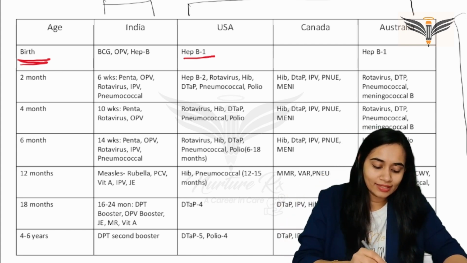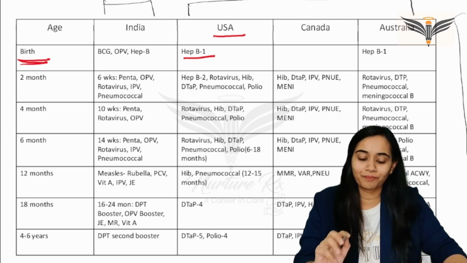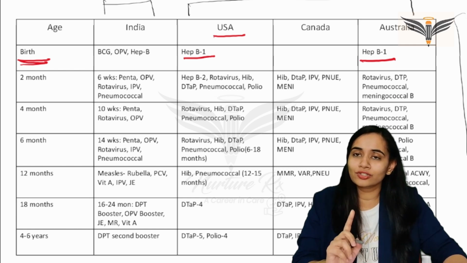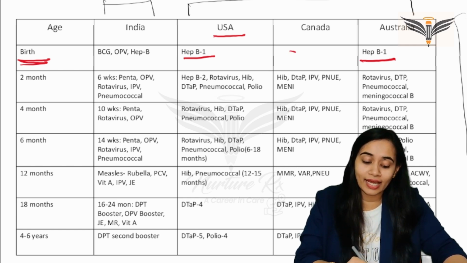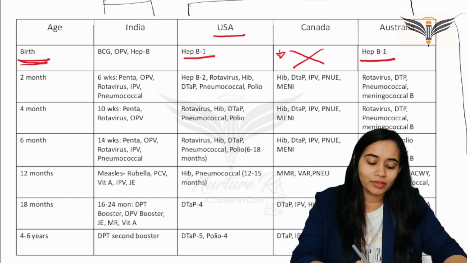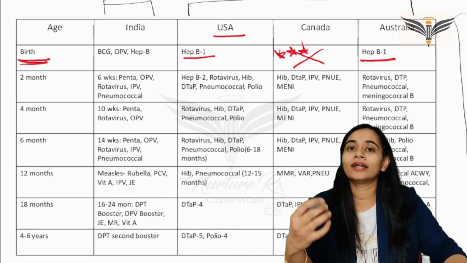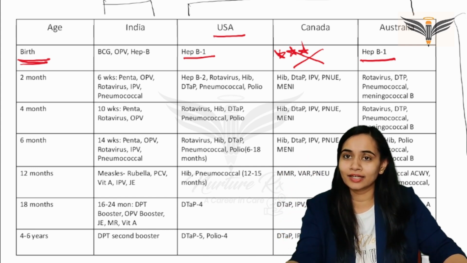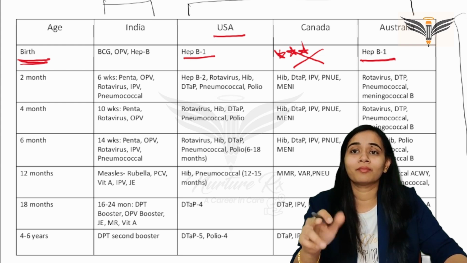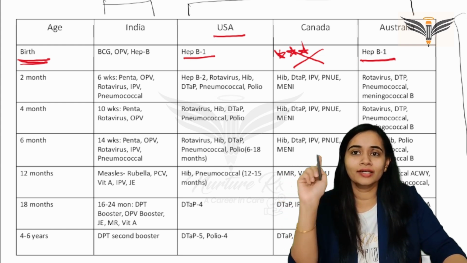So as you can see in this table, in USA, hepatitis B1 vaccine is given at birth. No other vaccine is given. Similarly, in Australia also, hepatitis B1 vaccine is given. In Canada, no vaccine is given at birth. You have to remember this. So if a question comes that you're practicing in Canada and you have to advise the mother regarding the vaccination, you have to remember that at birth, no vaccine has to be given if you're in Canada.